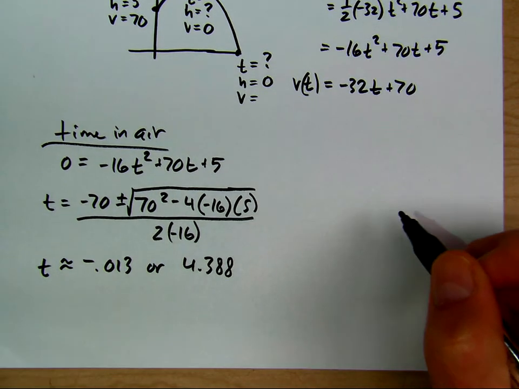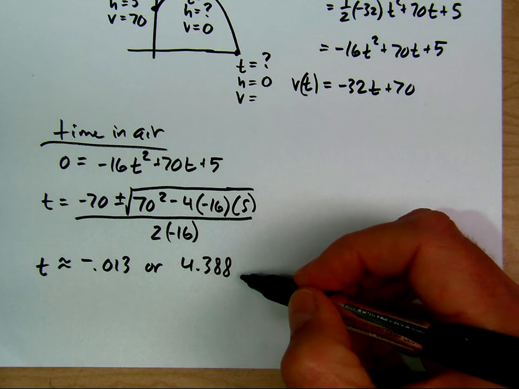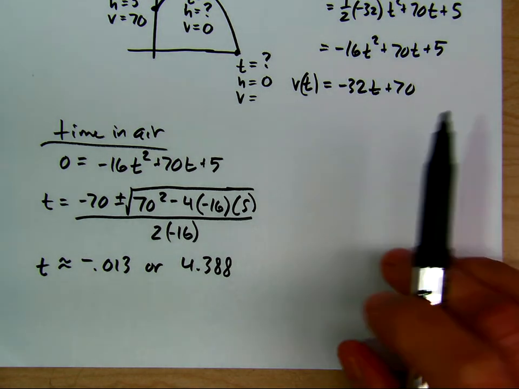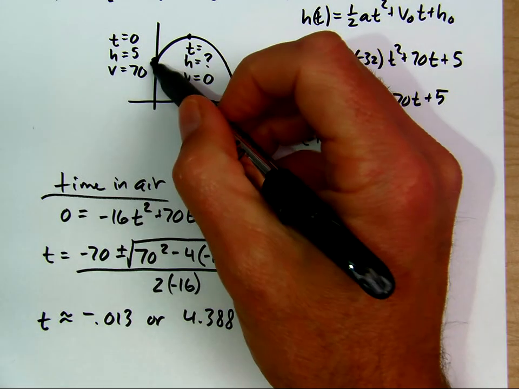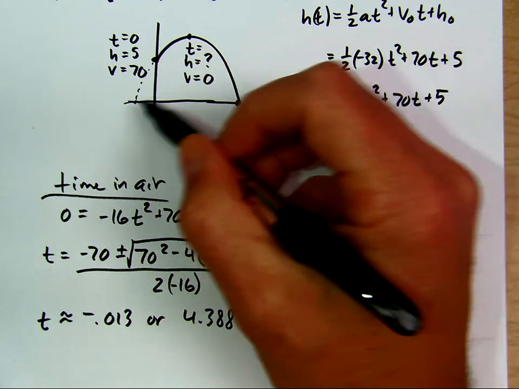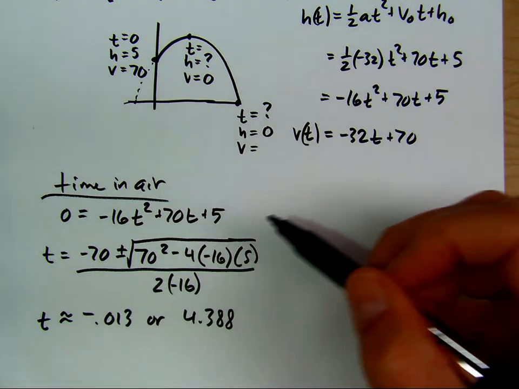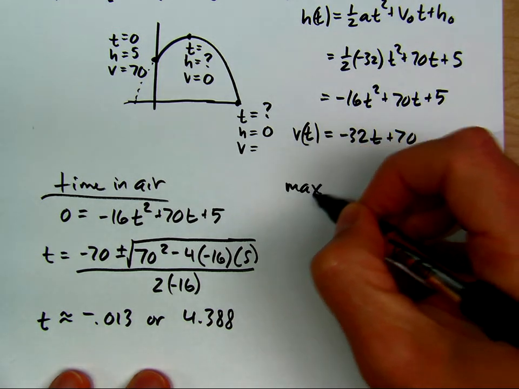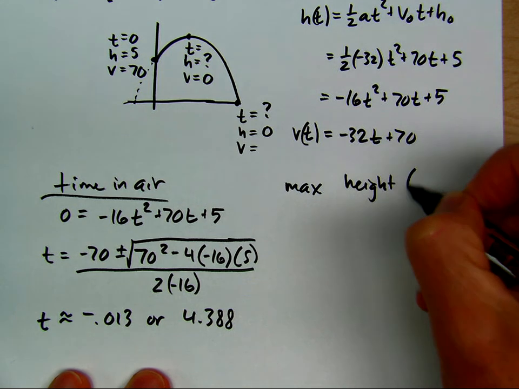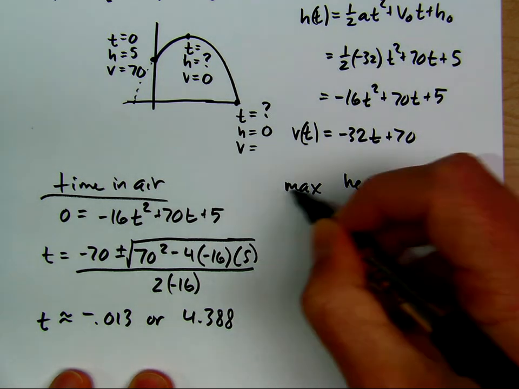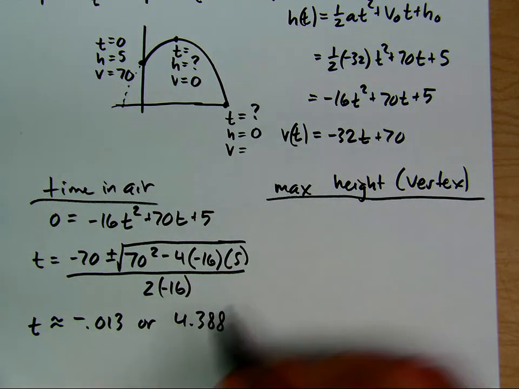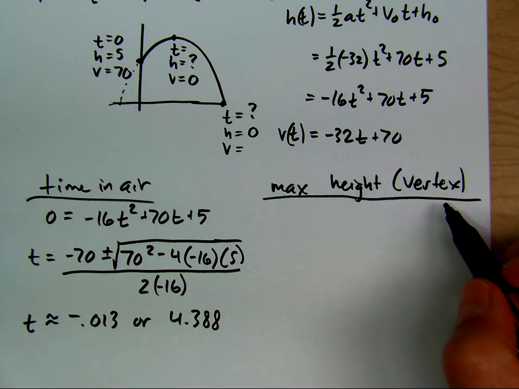And we can see that the time in the air is 4.388 seconds. The other value is negative, and that would be in the graph where this would touch the t-axis. So we won't use that. Okay, and we didn't need to use any calculus for this.